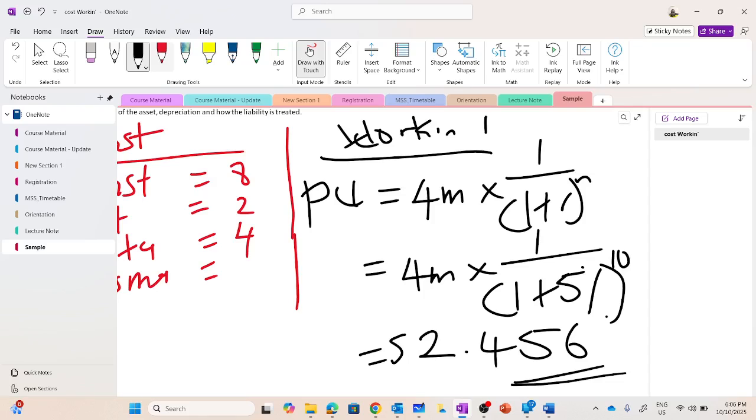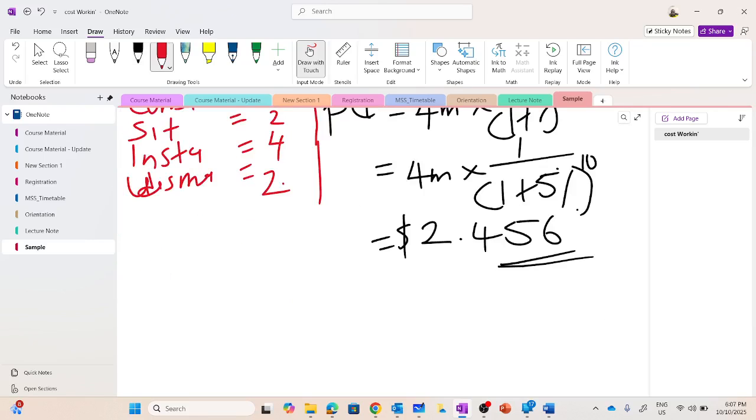So now this amount, we are going to debit the asset and we are going to credit liability. So it is very much important we understand the concept. We need to understand the concept. So now we are going to include it: 2.4. So our total asset will be 16.456. This will be our total asset. So we have calculated our total asset.